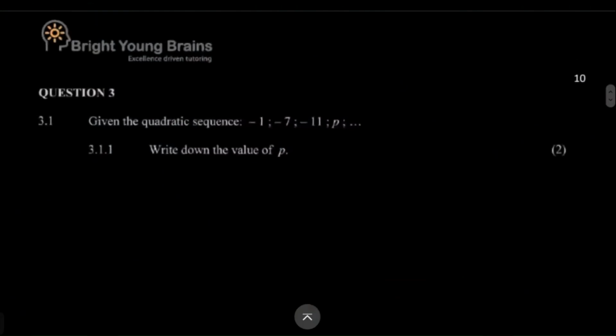So question 3 is another sequences and series question. And to be honest, so far, this paper is not very difficult. It's not difficult at all. But anyways, let's see. It says here we are given a quadratic sequence. It is -1, -7, -11, and p. So the idea with any type of question where they tell you what kind of sequence you're dealing with is you need to use properties of that sequence to answer your question.